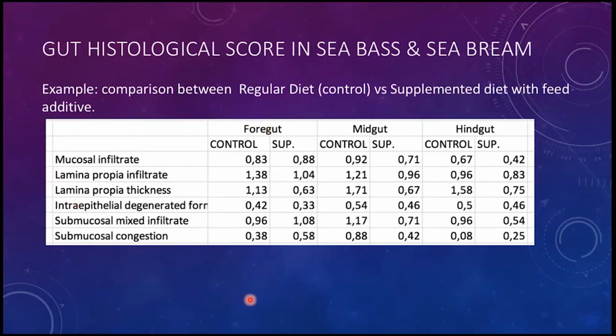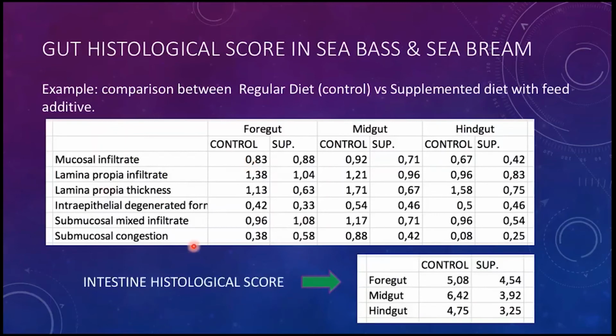Okay, so first of all, we will be scoring all the intestines from different areas. We will have samples from the foregut, the midgut, and the hindgut, from fish that are being fed control diet, regular diet, and supplemented diet. And we get all the scores from these 6 different regions. At the end, what we get is individual average scores for each diet, for each region, and for each histological feature.